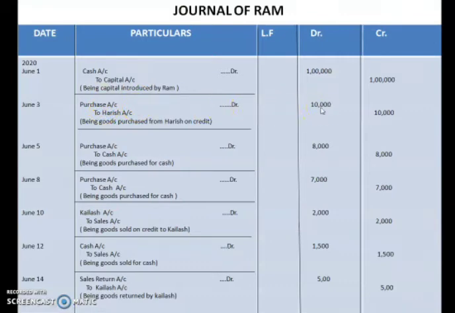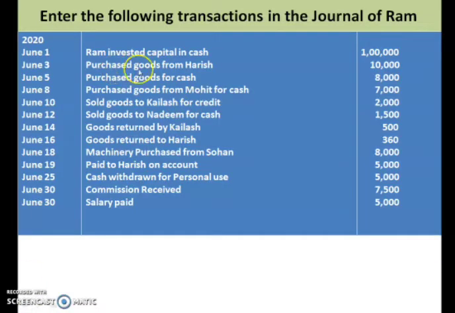As per the question, 10,000 will be debited. And if you notice the question properly, it is purchase. It's not a cash purchase. It is a credit purchase. So what are you supposed to do?